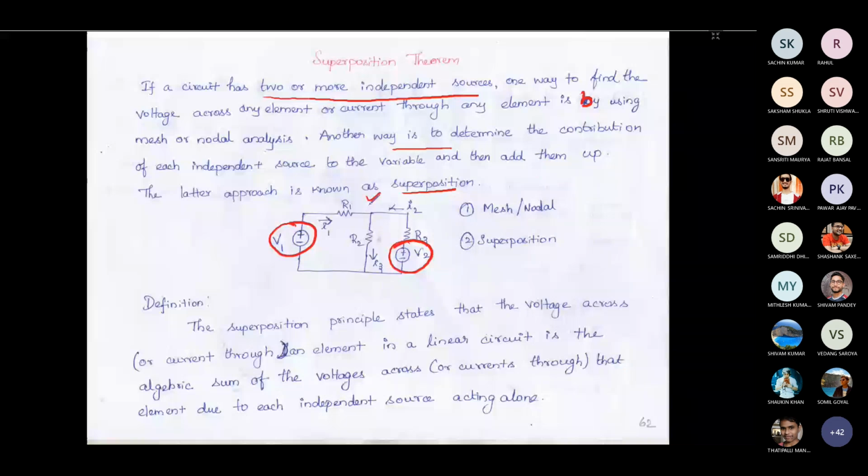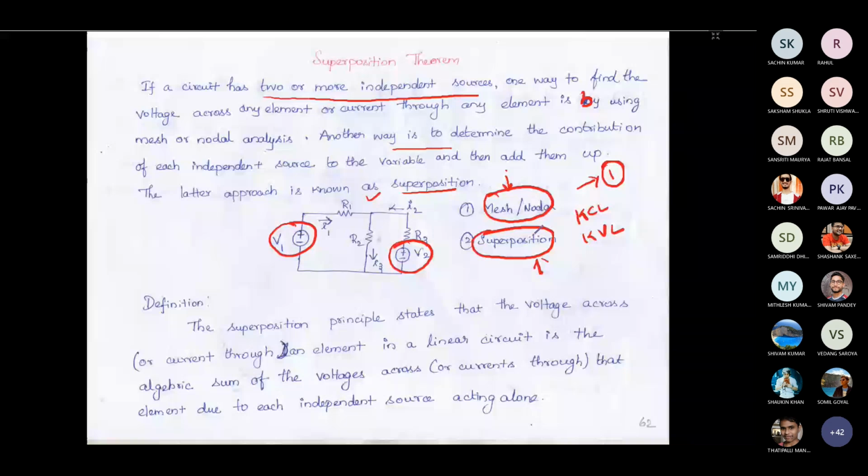When we are talking about KCL and KVL, it is very easy to solve the circuit if we have a single independent source. If you are having multiple independent sources, it is not possible for us to solve easily using KVL and KCL. In that case, we have to go for mesh and nodal analysis, which is one way to find the voltage or current through any particular element. Now we are going to apply the superposition theorem without going for mesh and nodal analysis. We are going to use circuit reduction and current or voltage division to find the voltage or current through any particular element.